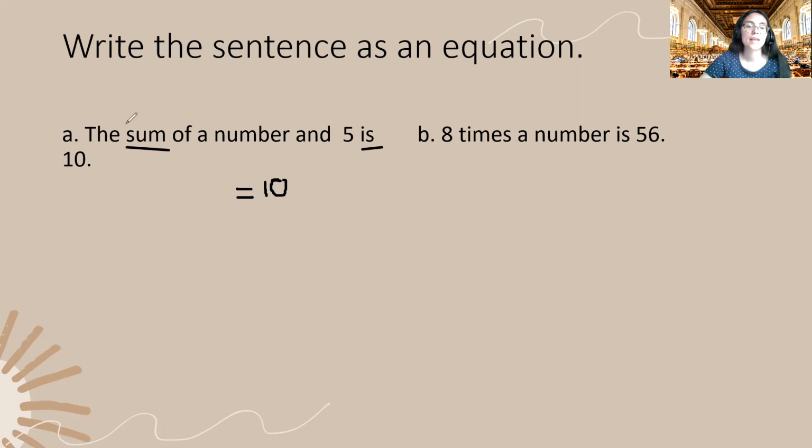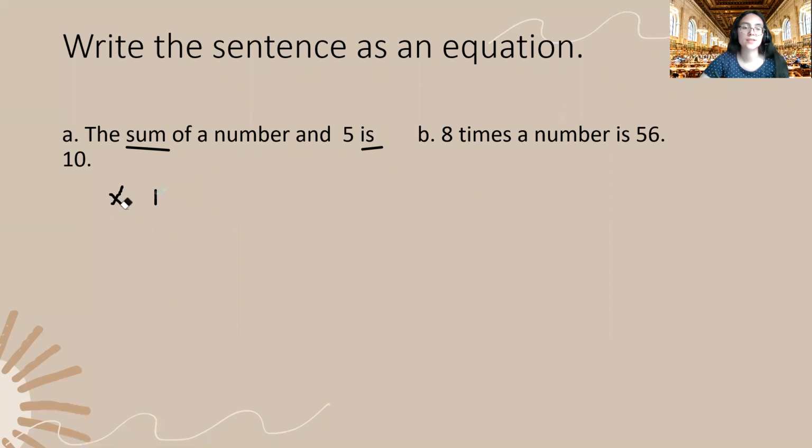The sum of a number, so sum tells me I'm going to have a plus sign on the left hand side. The sum of a number, so I know that's going to be a variable. And the sum of a number and 5. So something like this, x plus 5 is equal to 10. So let's go ahead and break it down.